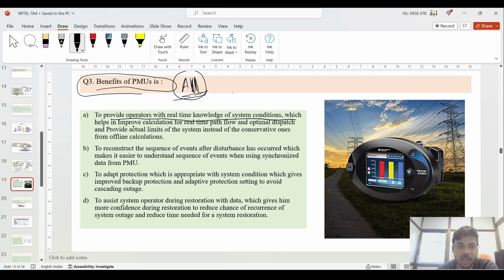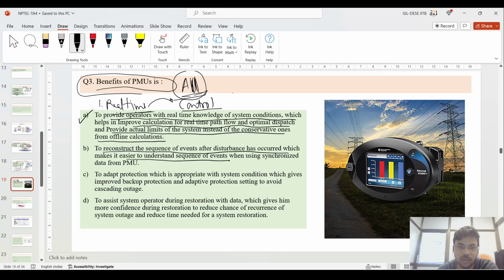Coming to the first statement, to provide operators with real-time knowledge of the system conditions, which helps in improving the calculation of the real-time path flow and optimal dispatch and provides actual limits of the system instead of conservative ones from the offline calculation. That is true. Why true? First, we know we have this real-time monitoring, and we have the controlling part also. So if you are measuring this real-time data, you can control it from this WAMS controller system.